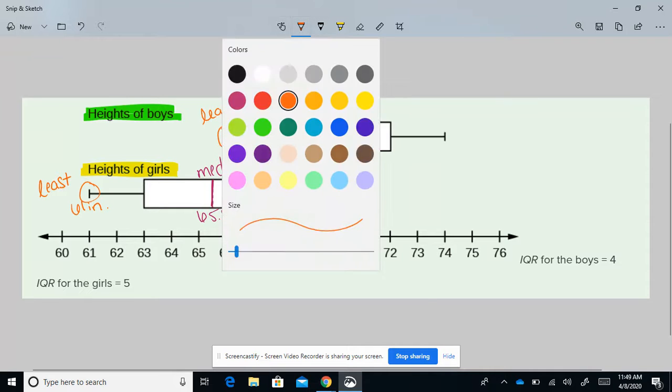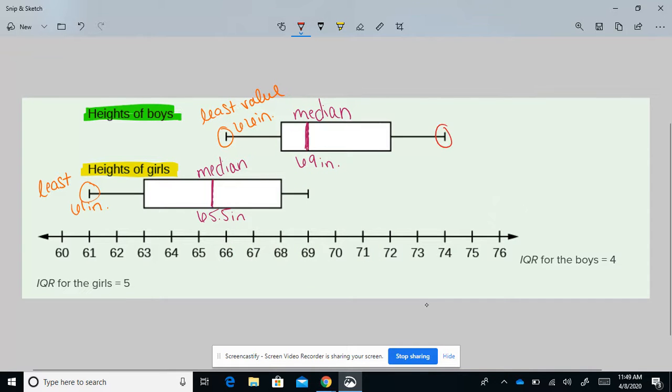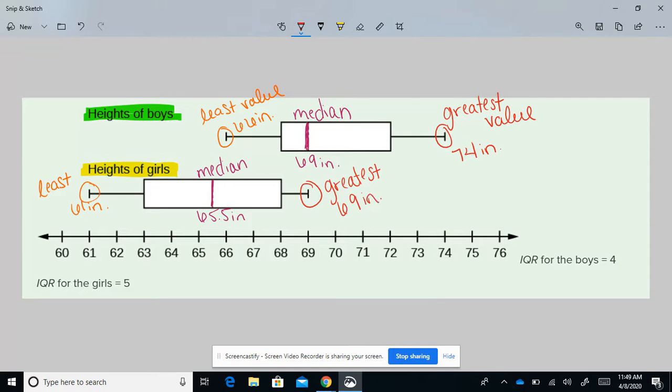And then you can also take a look at the greatest value, okay? The greatest value, or the greatest height for boys, is 74 inches. All right, that's pretty tall, especially when you go and look at the girls' data, and their greatest or tallest height is 69 inches. That means the tallest boy in this sample is 5 inches taller than the tallest girl. Oh, that's pretty tall, okay?